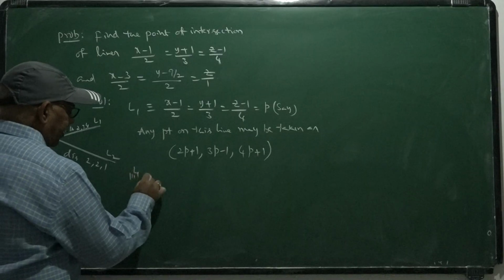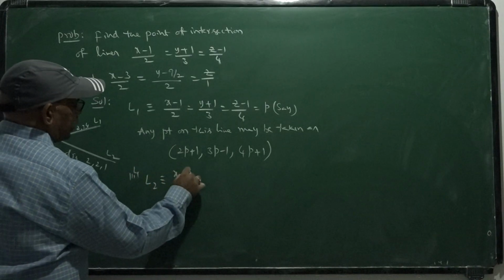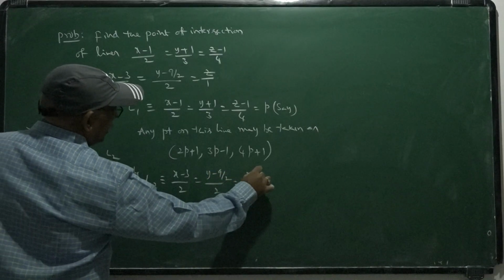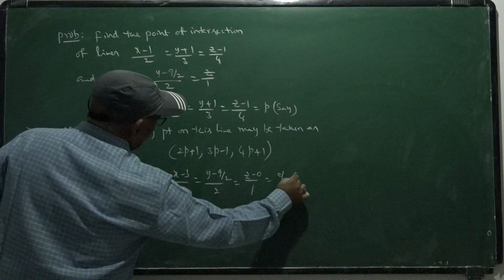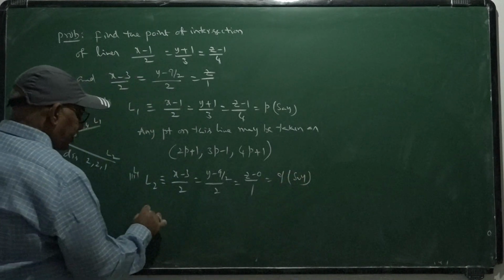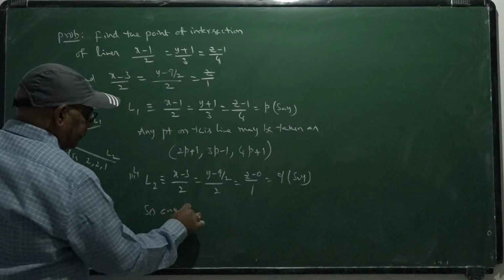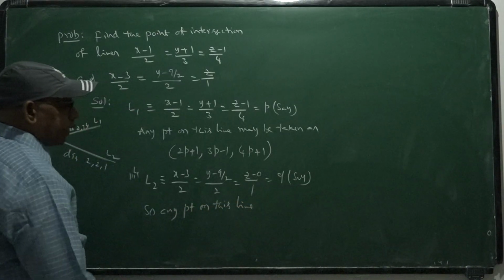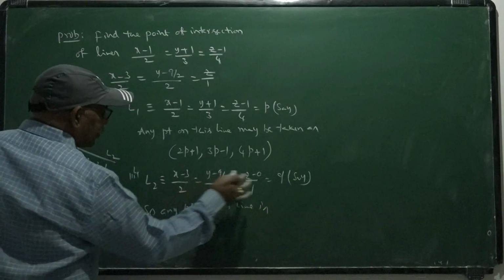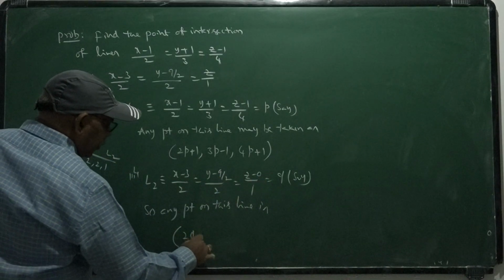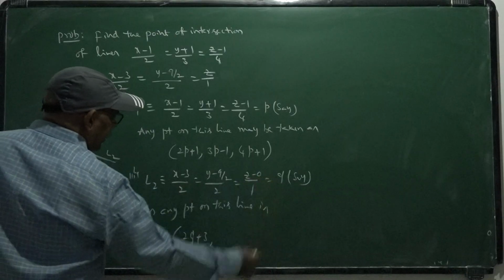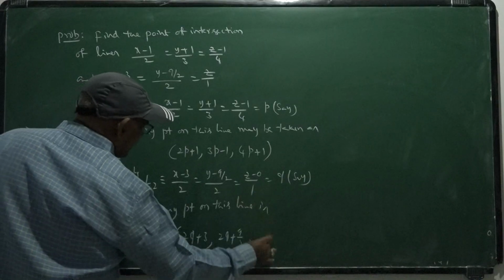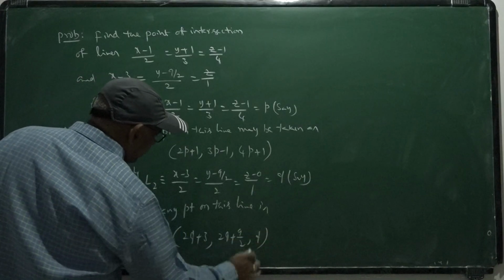Similarly, from the equation of line 2, we may get the general point on the line, with parameter Q, say. Any point on this line: equating this to Q, we get 2Q plus 3 as x. Equating this to Q, we get the y value as 2Q plus 9 by 2. Similarly, z is Q itself.